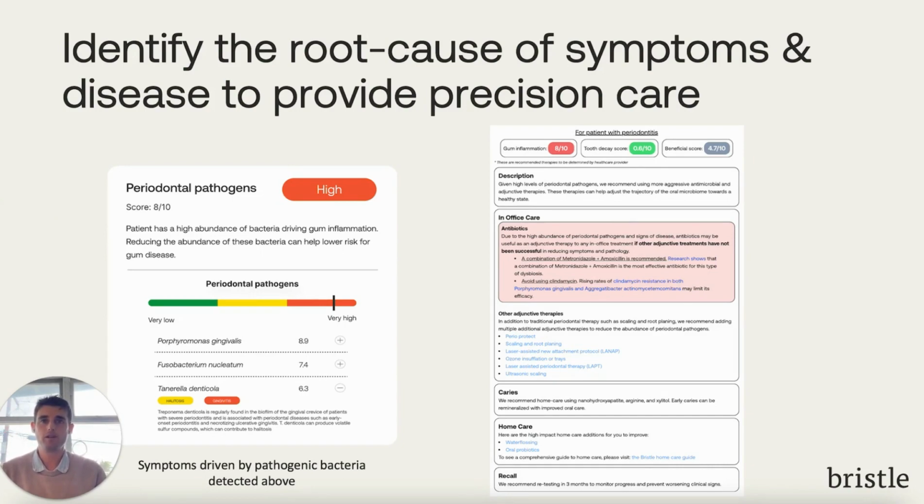When the results are ready, you'll see the identities and abundance of bacteria contributing to their condition, as shown in the example on the left. This patient has a score of 8 out of 10, signifying that they have an extremely high abundance of periodontal pathogens. You can see each species of bacteria shown below, and their relative scores are also included. These scores help contribute and reflect the overall score that we provide.